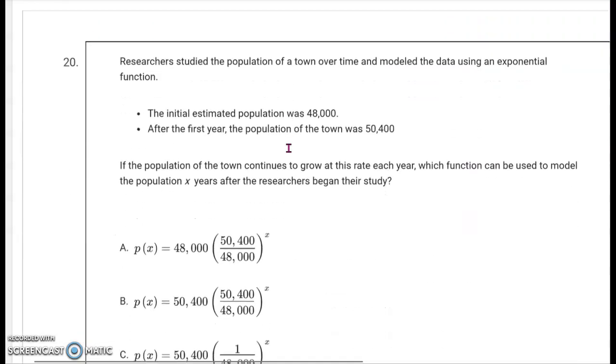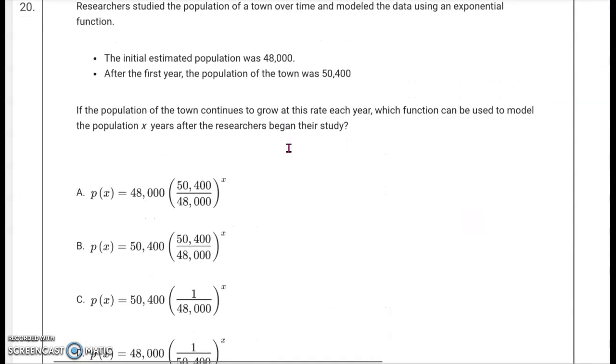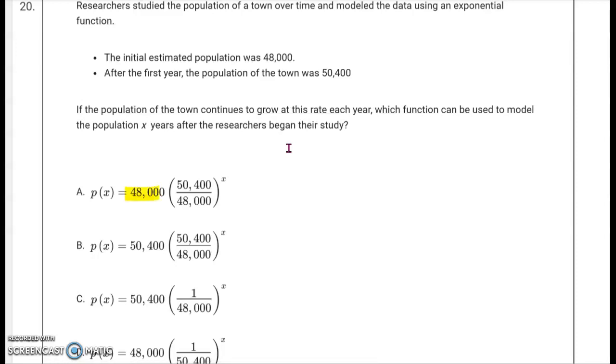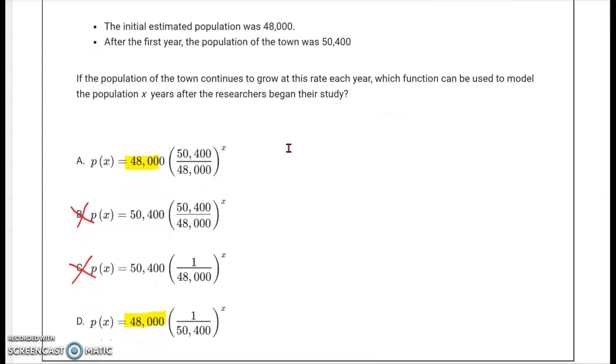And last one, here we go. They initially started with 48,000. So this one and this one are our potential candidates. These ones are definitely wrong. We started with 48,000 people, not 50,400. But you can also make a table and put it into Desmos once again. So we started with 48,000, so 0 time has passed, but after 1 year, there is this many people.